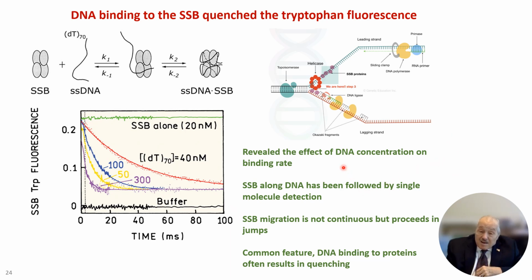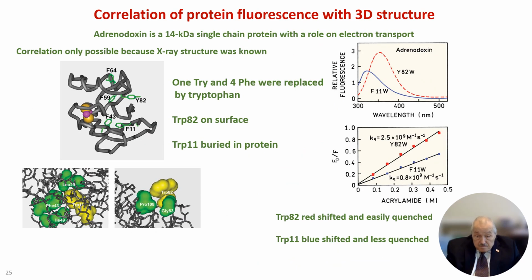Interesting thing about it, even though it looks like it's a random distribution of single-stranded binding proteins, there seem to be discrete sites on the nucleic acid where they like to bind. So there have been some recent single molecule experiments that show these single-stranded binding proteins jumping along the single-stranded strand rather than moving continuously.